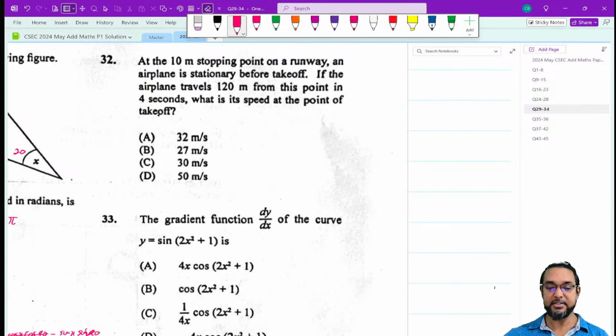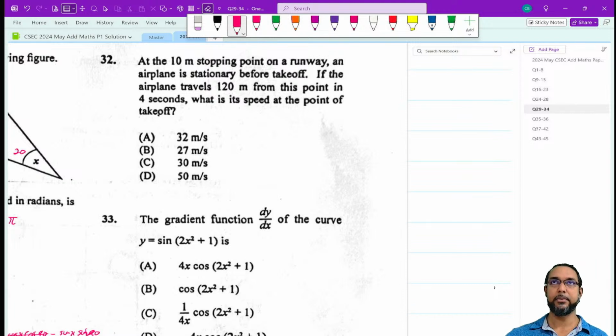It says, at the 10-meter stopping point on a runway, an airplane is stationary for takeoff. If the airplane then travels 120 meters from this point in 4 seconds, what is its speed at the point of takeoff? I think they think the question is vague, and I think the simple thing to do is to take 120 and divide by 4, which will give you 30 meters per second, right? But I have to ask him why he thinks this question has no solution.